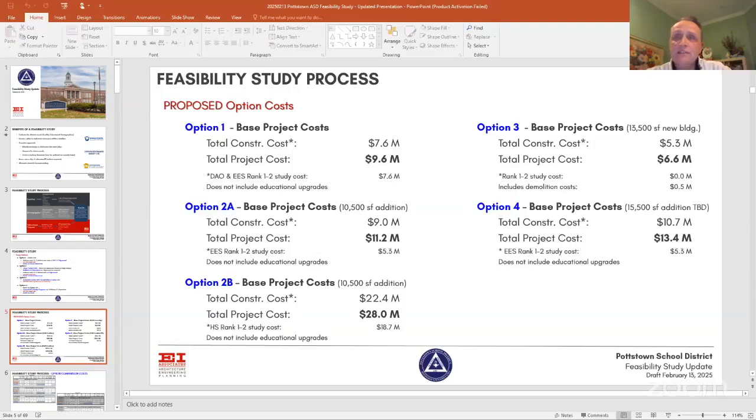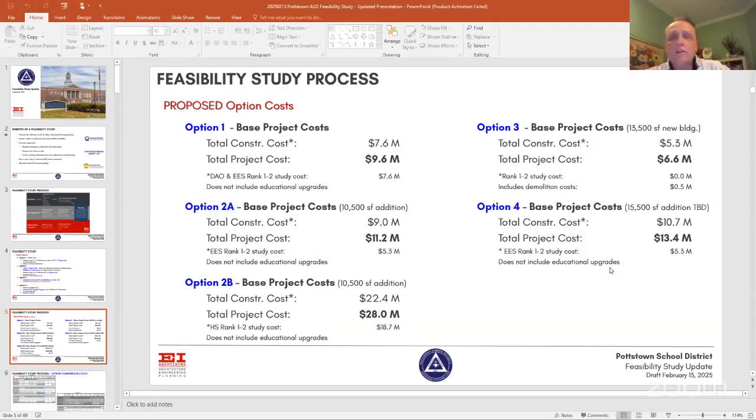And then as you can see with option number 3, we're about $5.3 million in total construction cost. We're not addressing any deficiencies. So if you would like to address the deficiencies at Edgewood, you're probably adding about another $5.2 million, which puts this in the $11.7 million range, comparable to some of the other options here.